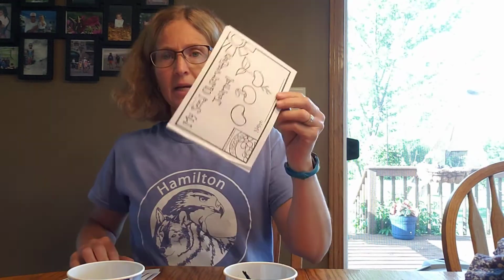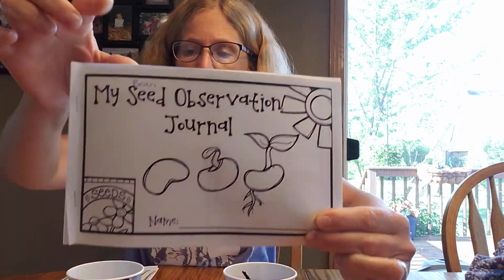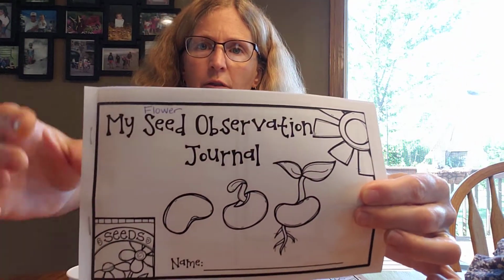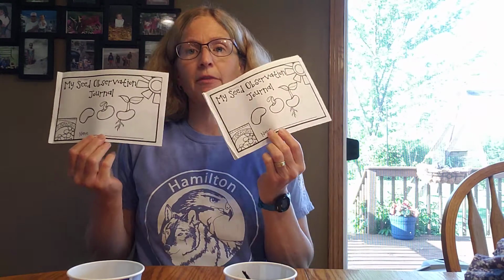And you'll need my seed observation journal, the one that says beans on it, or bean. And my seed observation journal, the one that says flower, because you have two different ones because we have two different plants growing. Okay, so you can write your name on the front, and then we're going to check out our plants.